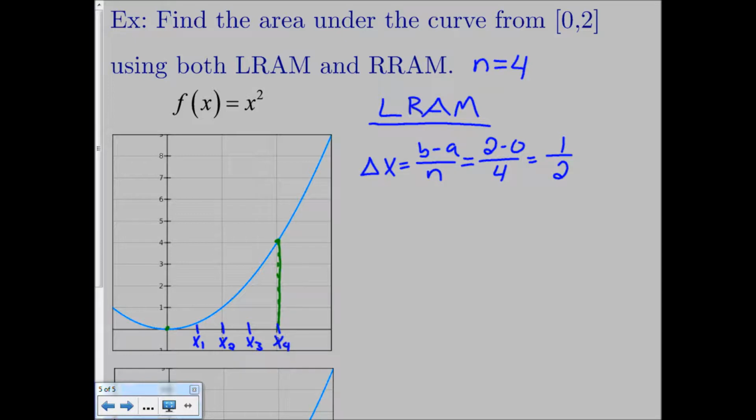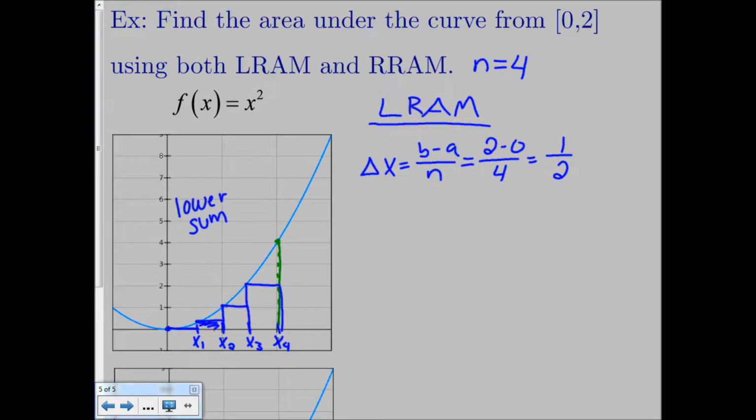So now if we're doing LRAM, we're going to go to the left endpoint of each one, and then go to the curve and draw over. So this one's just going to be at 0. Then we're going to go up here and up here. So for this problem, this is going to be a lower sum, because all of our rectangles are under the curve.